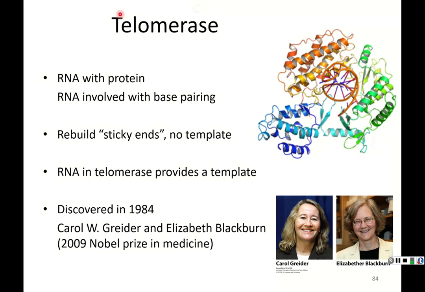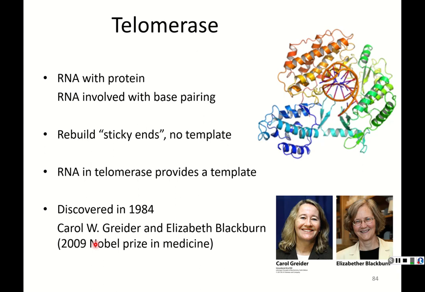This ribozyme, telomerase, was discovered by Carol Greider and Elizabeth Blackburn. I actually got to hear Elizabeth Blackburn give a talk about this, which is really cool. They won the Nobel Prize for this in 2009, so pretty recent. It was discovered in 1984, so that shows you quite a long period of time, right? 25 years from the discovery to when they won the Nobel Prize.